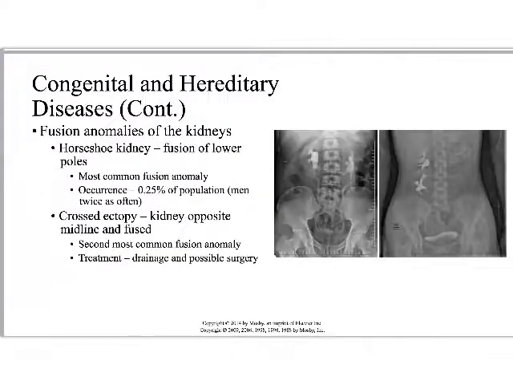Okay. Other congenital things that we are concerned with in the kidneys are what we call fusion anomalies. Horseshoe kidney, you've probably examined someone by now who has it, or you've heard about it in your department. It's the most common fusion anomaly. It's a very small portion of the population, 0.25%, right? So less than 1%. And it typically happens in men more often than women.